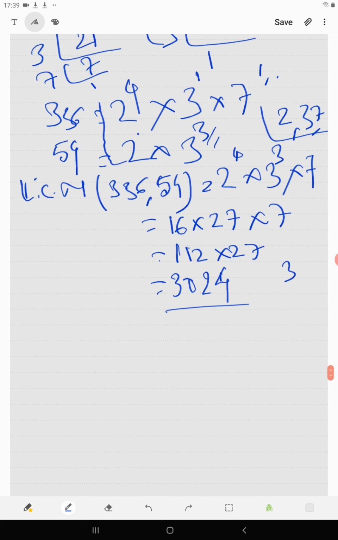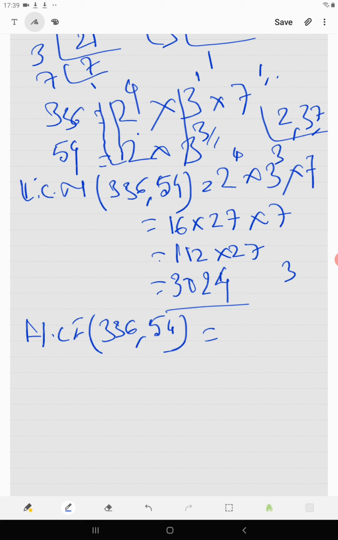Okay. Now let's do HCF. So HCF of 336 and 54 can be given as the common things only. So what are the common primes over here? 2 and 3. 7 is not common. Now tell me what is the smallest power of 2 and 3. The smallest power of 2 is 2 to the power 1, and the smallest power of 3 is 3 to the power 1. That means 2 into 3, so 6. So 6 is our HCF.